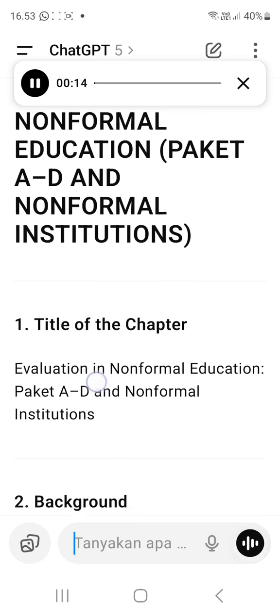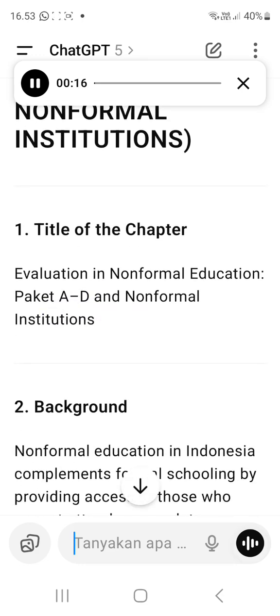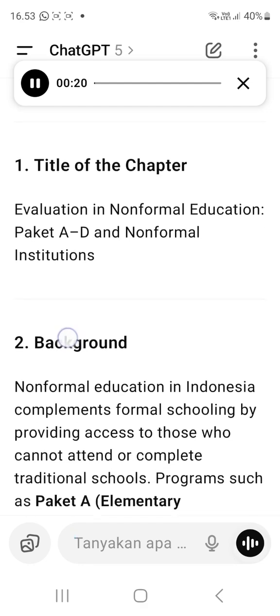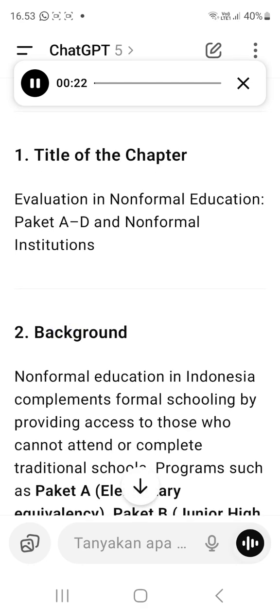Chapter 8, Evaluation in Non-Formal Education, Packet A-D and Non-Formal Institutions. 1. Title of the chapter: Evaluation in Non-Formal Education, Packet A-D and Non-Formal Institutions. 2. Background.